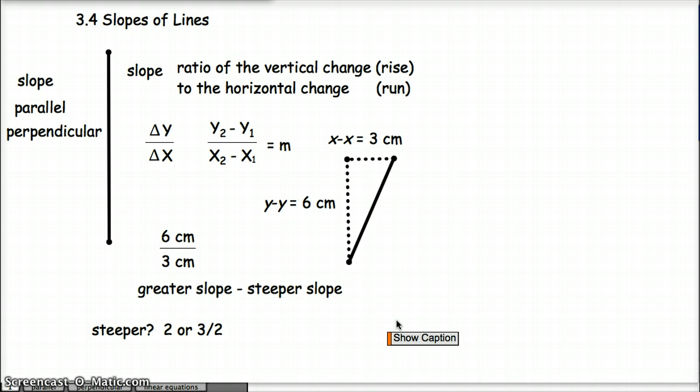So let's talk about that. What's got the greater slope, or the steeper slope? The greater the number you have, the steeper the slope. So which one's steeper here, 2 or 3/2? Well, 2 is 2, and 3/2 is 1 and 1/2. So the steeper one would be 2. So the greater the slope, the steeper the slope. This number is bigger than this one, therefore 2 is your steeper slope.